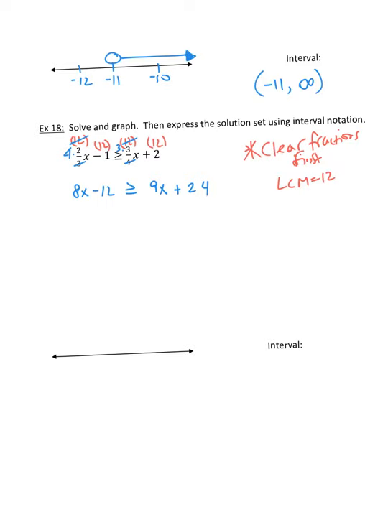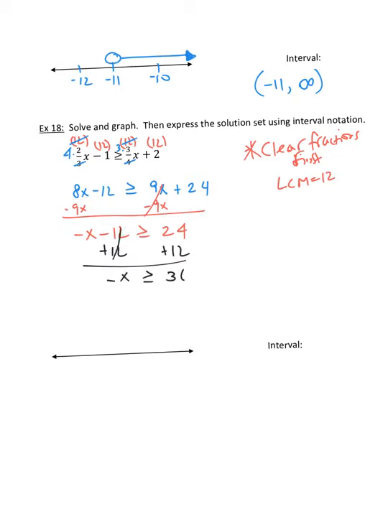Once your fractions are gone, now try to isolate x. I'm going to subtract 9x because I want my x's on the left side. So I'm trying to bring my x's over to the left. I have negative x minus 12 is greater than or equal to 24. I'm going to add 12 to both sides. I now have negative x is greater than or equal to 36.